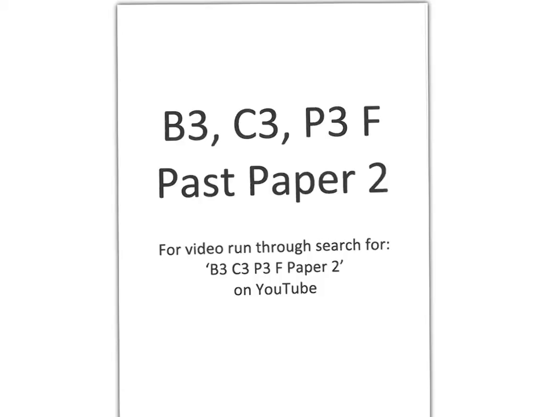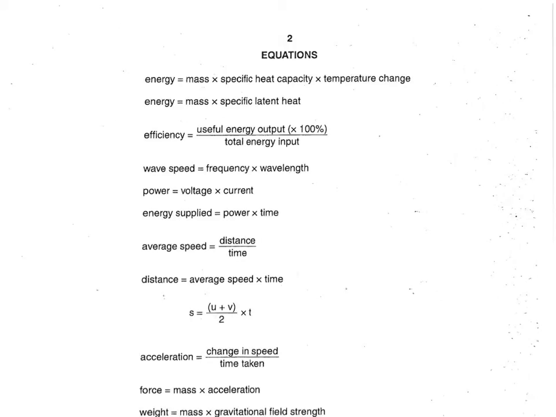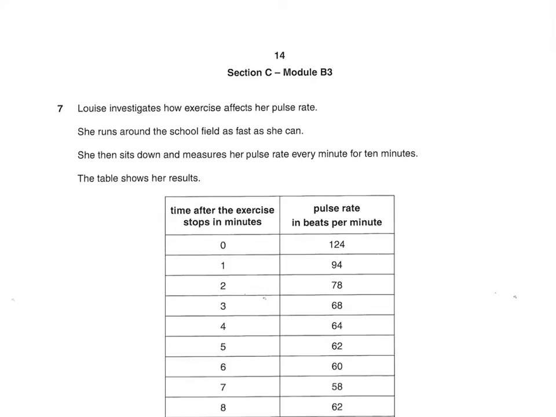So this is a run through for the B3C3P3 Foundation Paper 2. Make sure you've done the first one before you start this one. And remember, you've always got this list of equations to help you specifically with the physics section, but the chemistry section also you might need this top one as well. But first is the biology section.